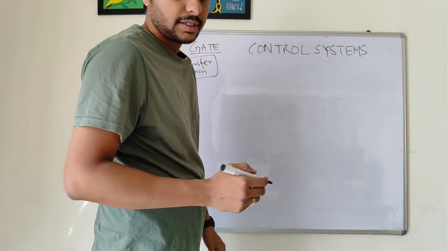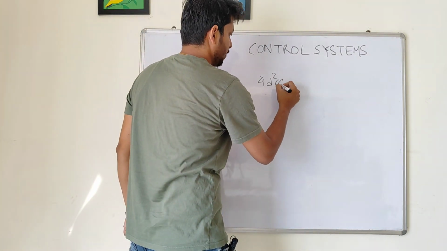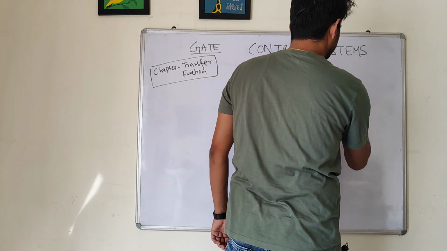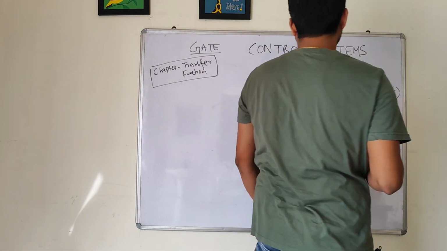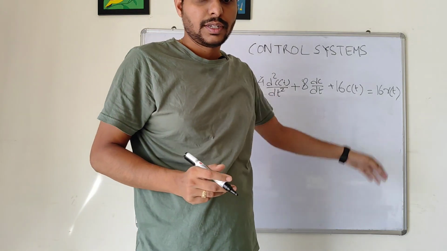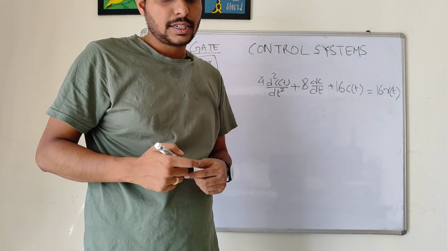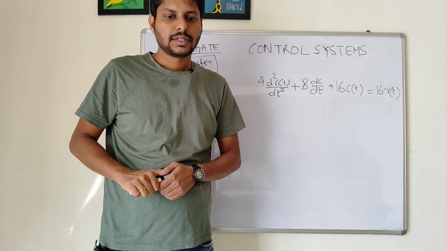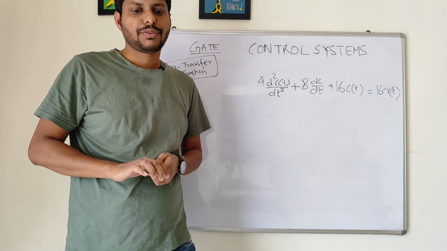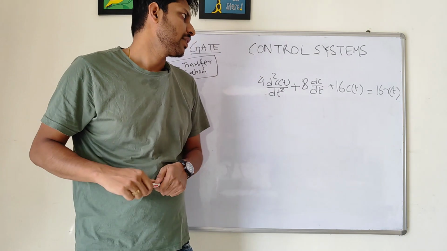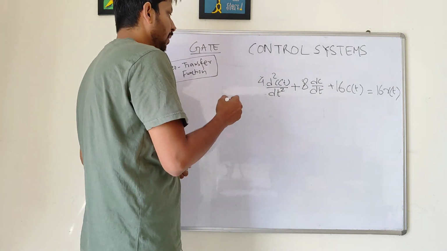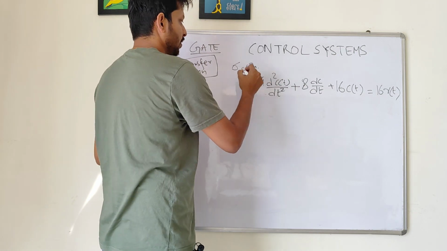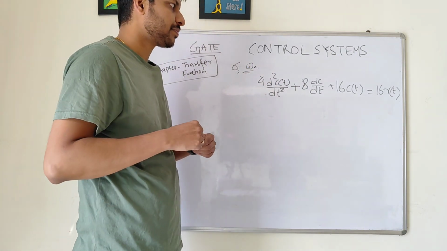So the question is, this is the differential equation they have given, and they are saying a second order control system is defined by the following differential equation. The damping ratio and the natural frequency for the systems are. So we are asked to find the damping ratio, let's call it sigma, and the natural frequency. These two we are asked to find.